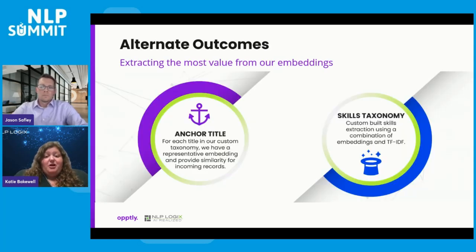We also have a couple of alternate outcomes that we get. We want to extract the most value from those embeddings. We want to have our custom taxonomy. And I think these are really, really important to the success of the model. The first one being anchor title. In the case of using something like a vector store, you'd have an ANN cluster that's going to tell you these are the closest people. What we're actually able to do is do that based on those titles.